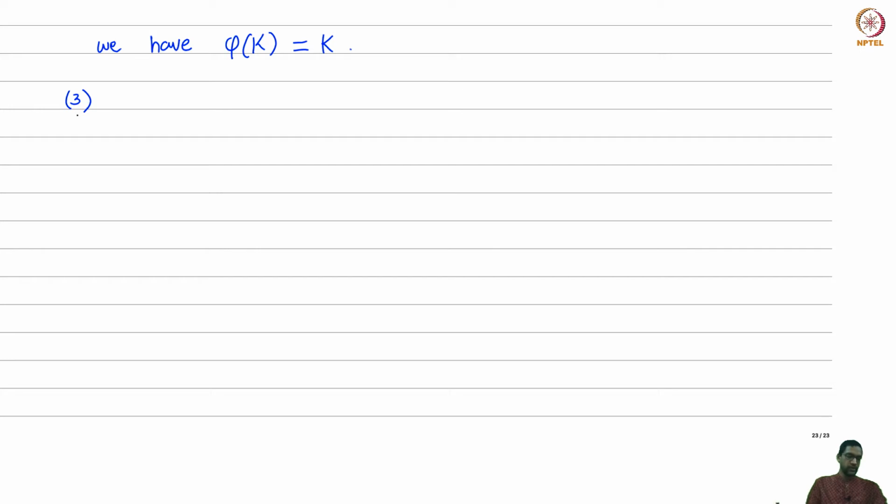And fact 3 says that for every alpha in k, take any element of k. This statement doesn't involve the algebraic closure. For every alpha in k, the minimal polynomial m alpha of x, this is the minimal polynomial of the element alpha over the field f, splits completely over k.